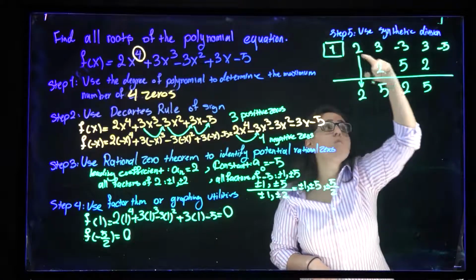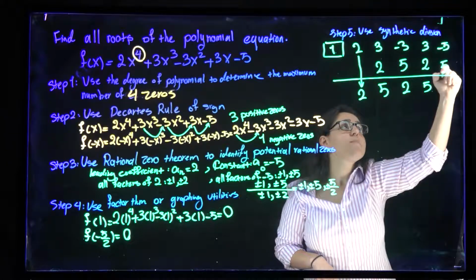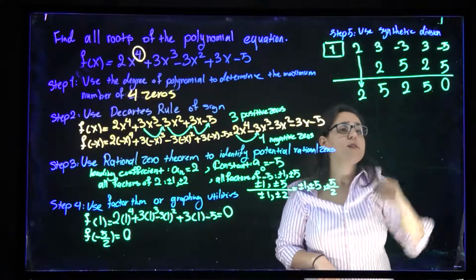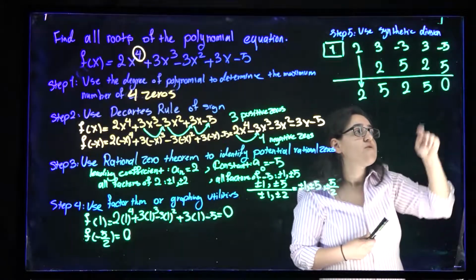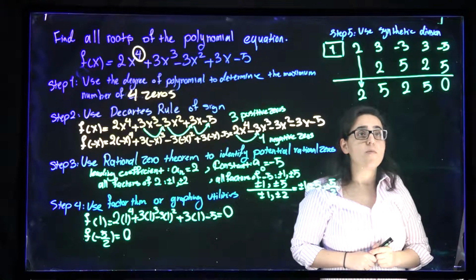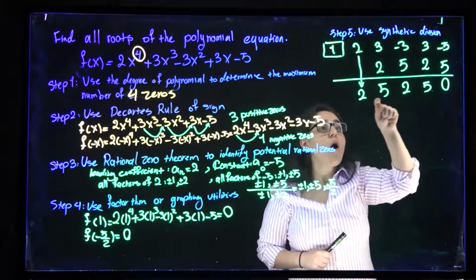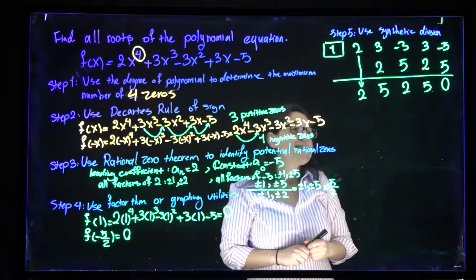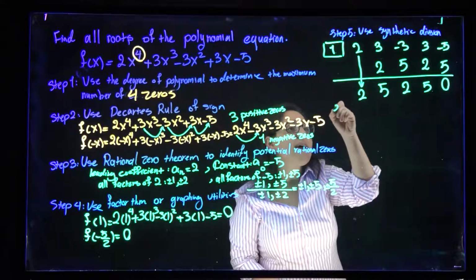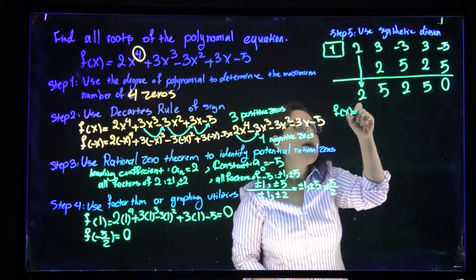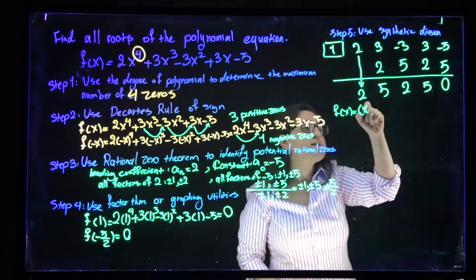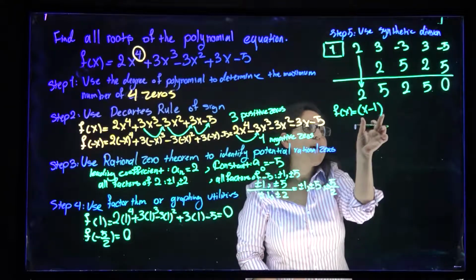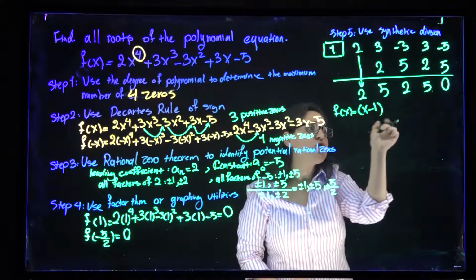Now, if I multiply 1 with the 5, that will be 5. -5 plus 5 is 0. Let's see, the remainder is 0. And those are the coefficients of the depressed equation. So I can see my f of x actually is x minus 1, because 1 is one of the zeros, so x minus 1 is one of the factors.